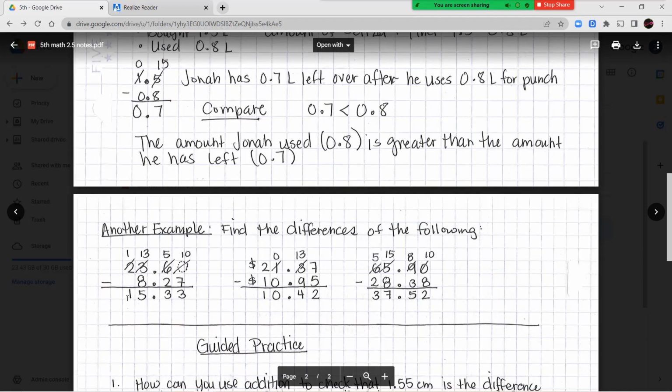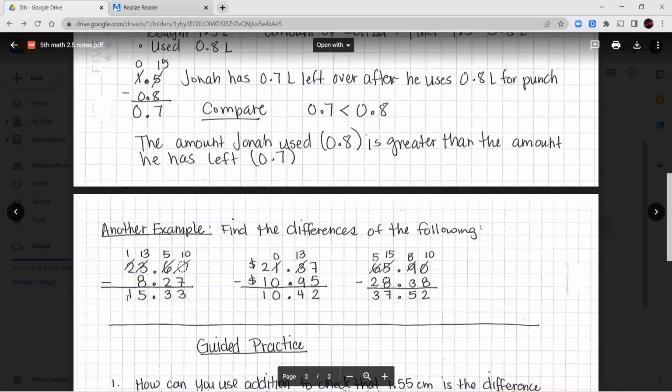My next example is 21 and 37 hundredths minus 10 and 95 hundredths. So again, stacking in place value order, lining up those decimal points. 7 minus 5 is 2. I couldn't do 3 minus 9, so that became a 13 because I borrowed from the 1. That 1 became a 0. 13 minus 9 gave me 4. 0 minus 0 was 0, and then 2 minus 1 was 1, leaving me with 10 and 42 hundredths, or $10.42. My last example was 65 and 90 hundredths minus 28 and 38 hundredths.